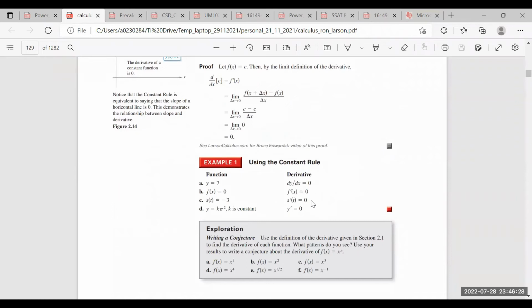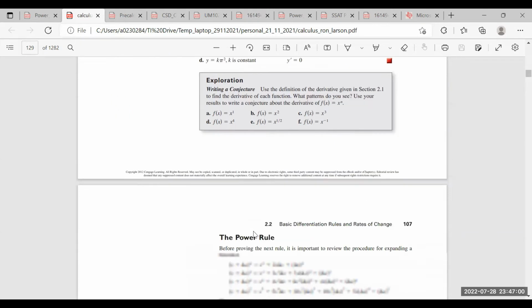Okay. So you have some examples here. y equal to 7, so dy by dx is 0. f of x equal to 0, so f prime of x is equal to 0. s of t is negative 3, and therefore s prime of t is 0. y equals k times pi squared, where k is a constant, pi is a constant, therefore y prime is equal to 0. Any doubts so far? No, that makes sense.